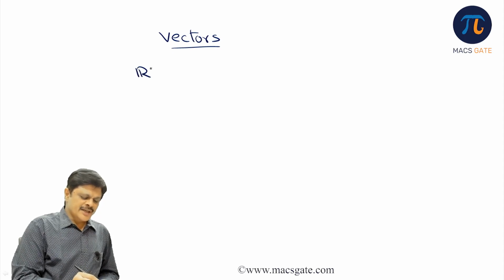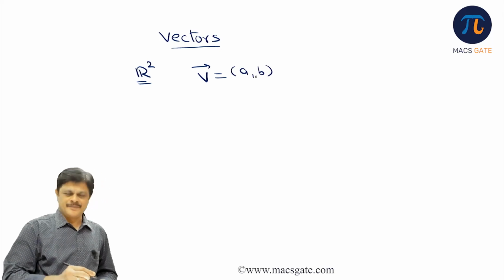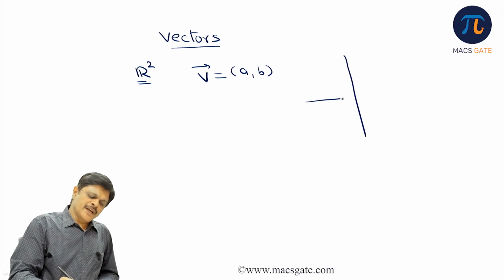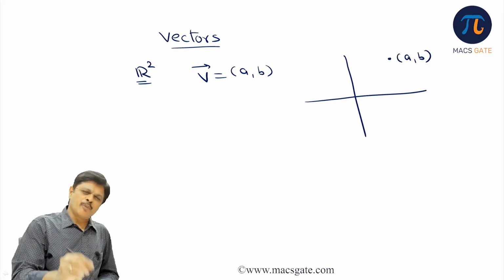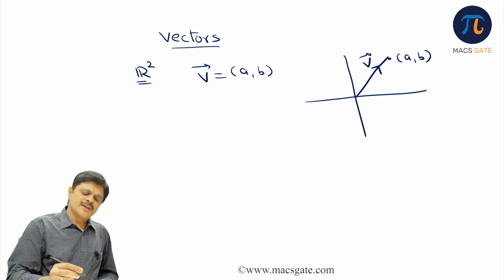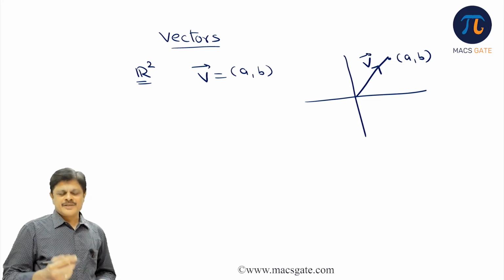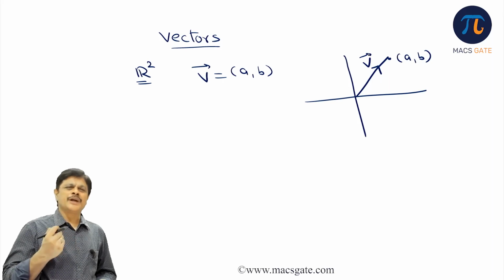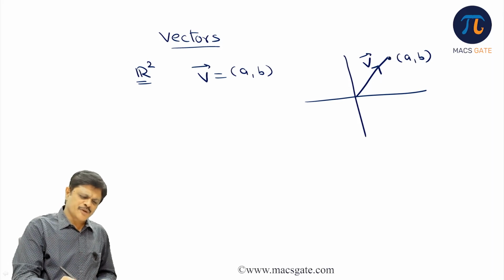In R square, that is in two-dimensional space, the vectors are represented as ordered pairs, that is (a, b). We can represent a vector as an ordered pair, or a point in the xy plane, and the vector is represented as a directed line segment joining the origin to (a, b). A vector has magnitude and direction, whereas a scalar has only magnitude. That is a basic thing which we know.